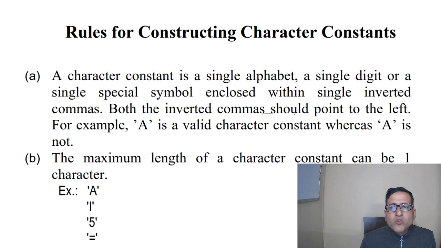Both the inverted commas should point to the left. Here it is the main point that these inverted commas should be like this. You can see here the difference: this is directed towards a single direction, both are the same, and here both are in the opposite direction. So that is not allowed, this is okay. Even special symbols can come in the single inverted commas and are called characters.